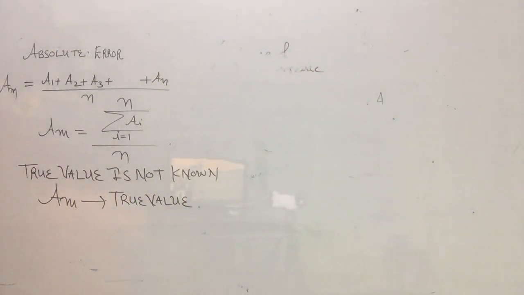Now students, we move further. The magnitude of the deviation of the result of any measurement of the quantity from the arithmetic mean is called absolute error. What is absolute error? Let me tell you.